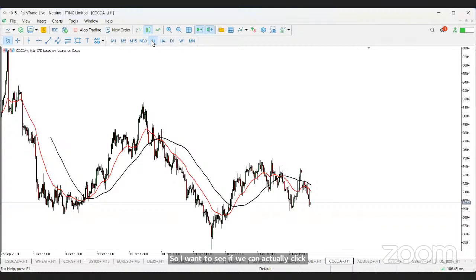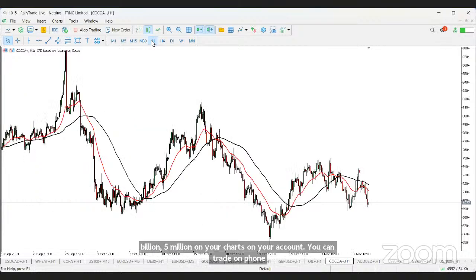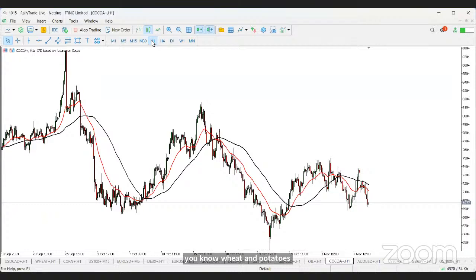Okay, if you have enough money like 3 million, 4 million, 5 million on your account, you can trade on corn, trade on wheat, and you can trade on cocoa. So cocoa looks good to sell. Wheat looks good to buy, and corn looks good to sell. Those are the three I have for you this morning.